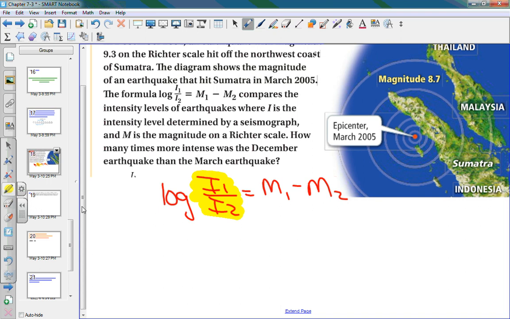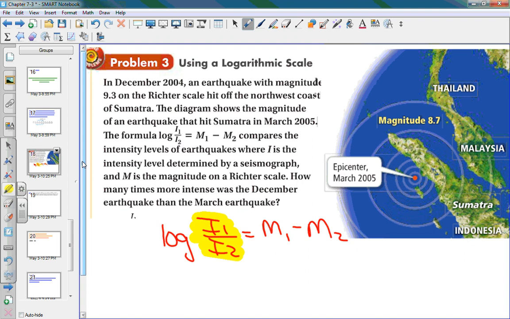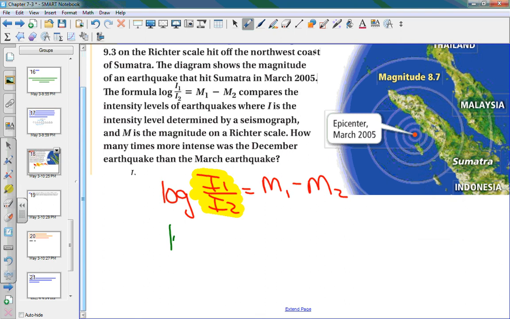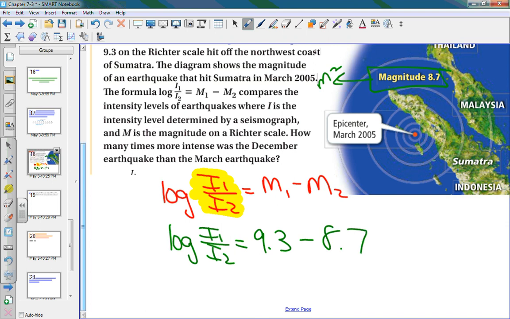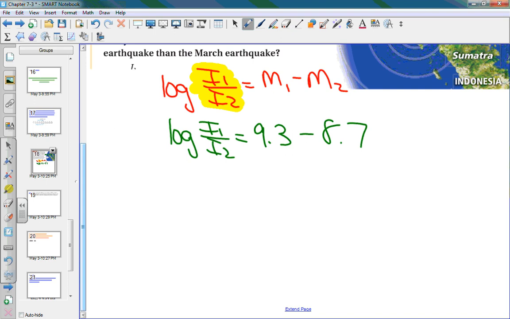So what we're going to do is plug and chug. What was the first initial amount? 9.3. So on the Richter scale, I have log of the intensity of 1 over the intensity of 2 equals 9.3, which is the first magnitude. And then what's the second magnitude? The second magnitude is right here. That's M2, which is going to be 8.7. If I take 8.7 and subtract it from 9.3, how much are you left with? Okay, that's how much you're left with.